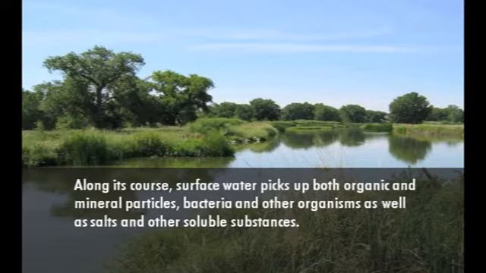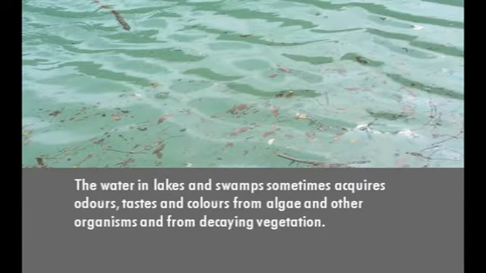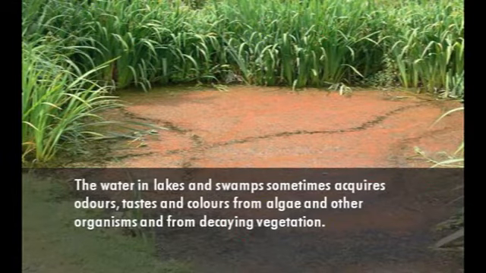Along its course, surface water picks up both organic and mineral particles, bacteria, and other organisms, as well as salts and other soluble substances. The water in lakes and swamps sometimes acquires odors, tastes, and colors from algae and other organisms and from decaying vegetation.